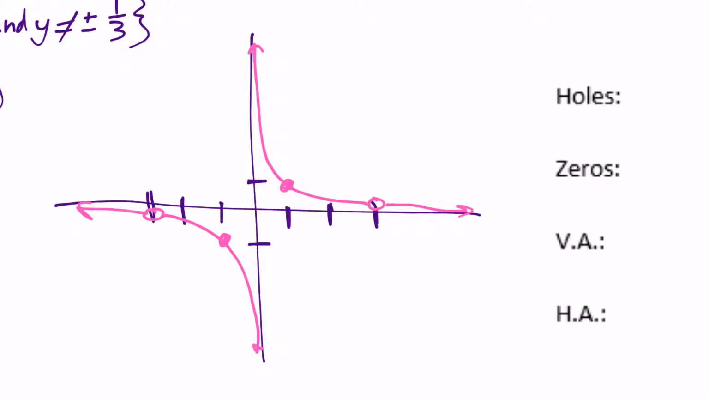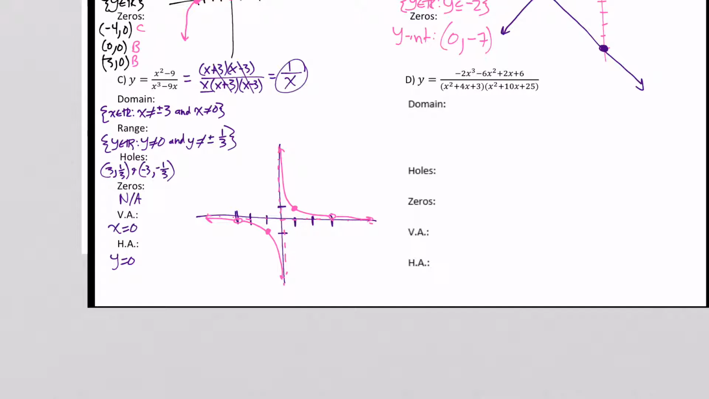And I know I have my asymptotes running there and there. So there we have it. Just a nice little mama graph with a couple holes.